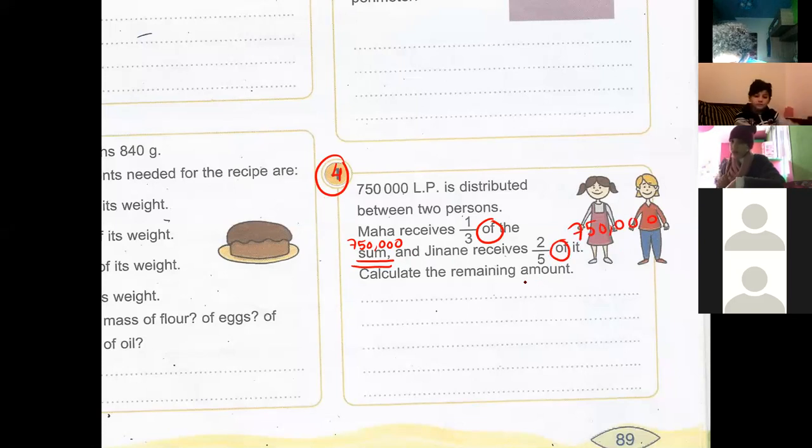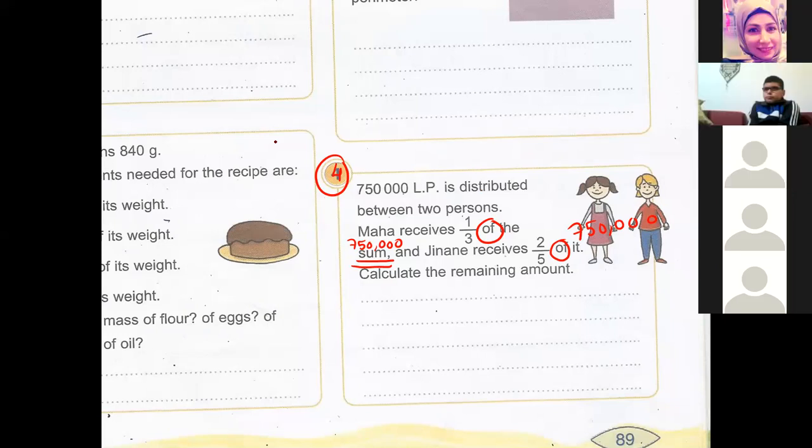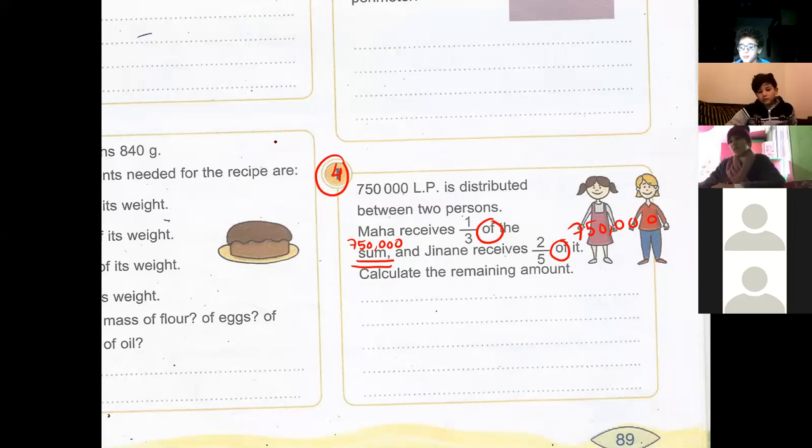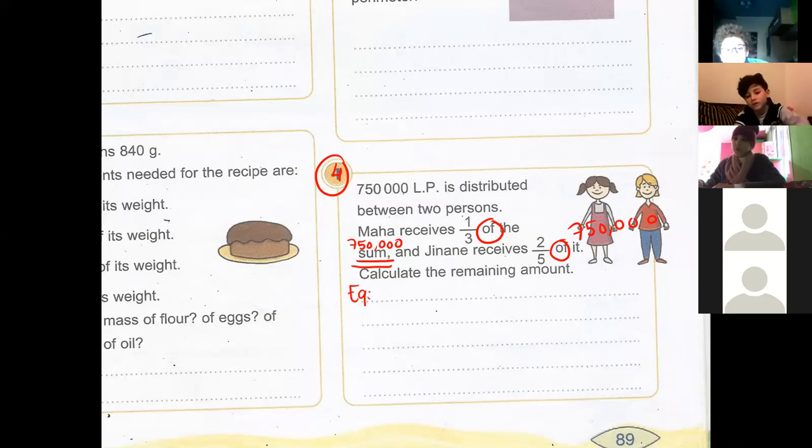Before we find the remaining amount, let's check how much Maha received. What shall I do, Mahdi, in order to know how much Maha received? Maha receives 1/3 of 750,000. So we will solve 1/3 of 750,000. How do we solve it, Mahdi?